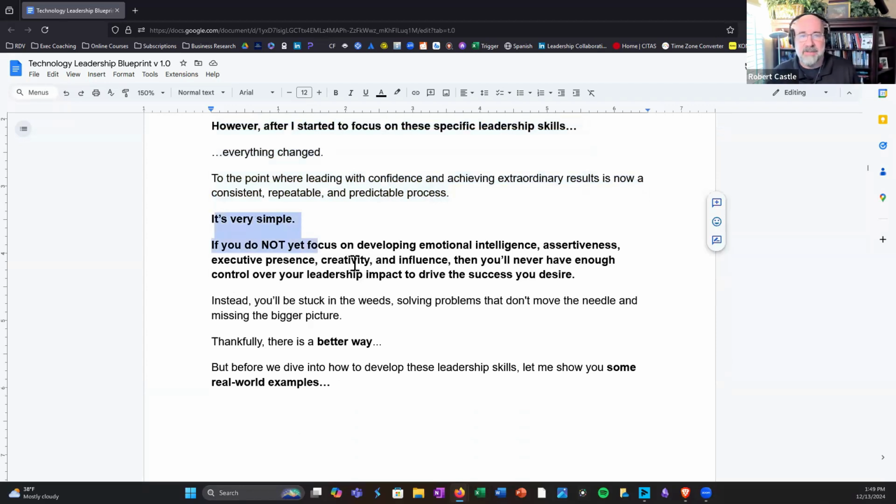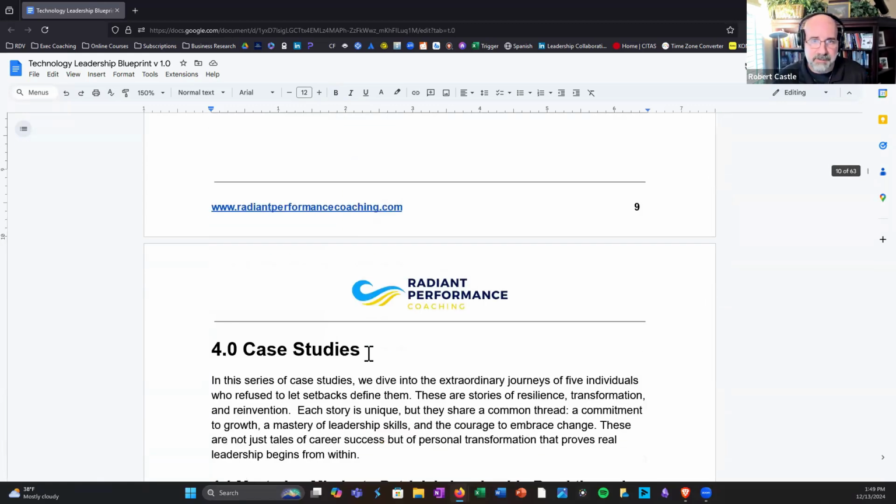It's very simple. If you do not focus on developing emotional intelligence, assertiveness, executive presence, creativity, and influence, then you'll never have enough control over your leadership impact to drive the success you desire. Instead, you'll be stuck in the weeds, solving problems that don't move the needle, and missing the bigger picture. Thankfully, there is a better way. But before we dive into how to develop these leadership skills, let me show you some real-world examples.